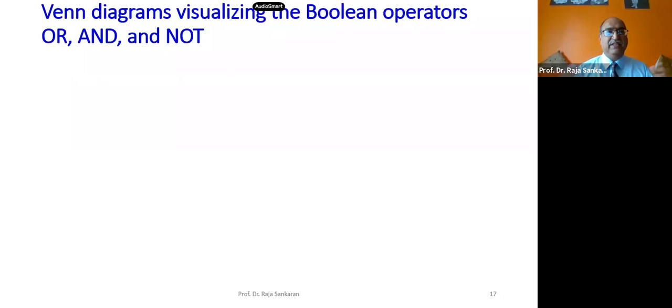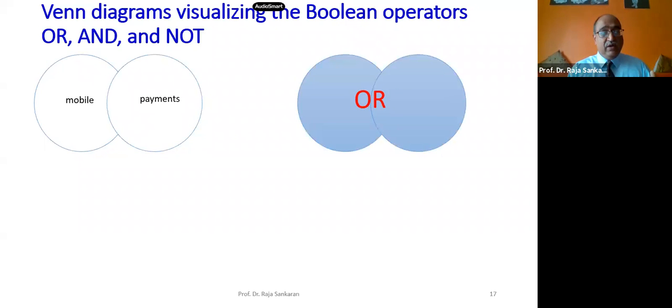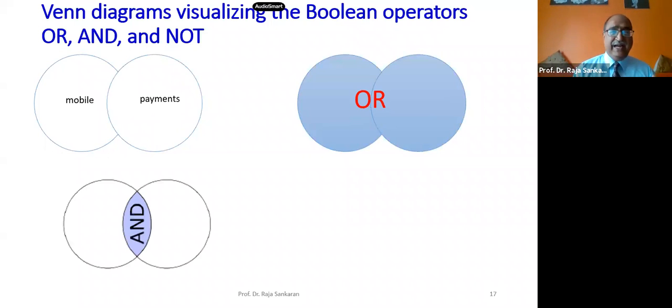And I hope everybody understands what a Venn diagram is. We have all done it as part of our schooling, and it's typically used to explain Boolean logic. If you want to use the two words mobile and payments to search, one method is using OR. That means wherever there is mobile or payments, it will return all these results. The second approach is using AND. The shaded part means it should contain both mobile and payments.